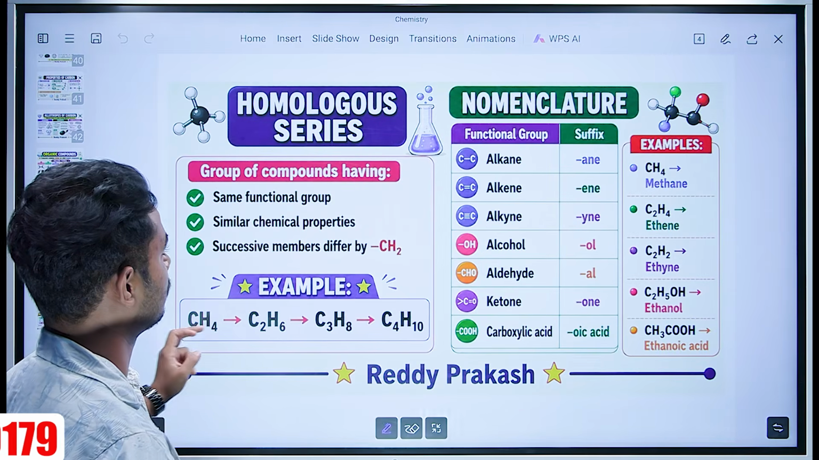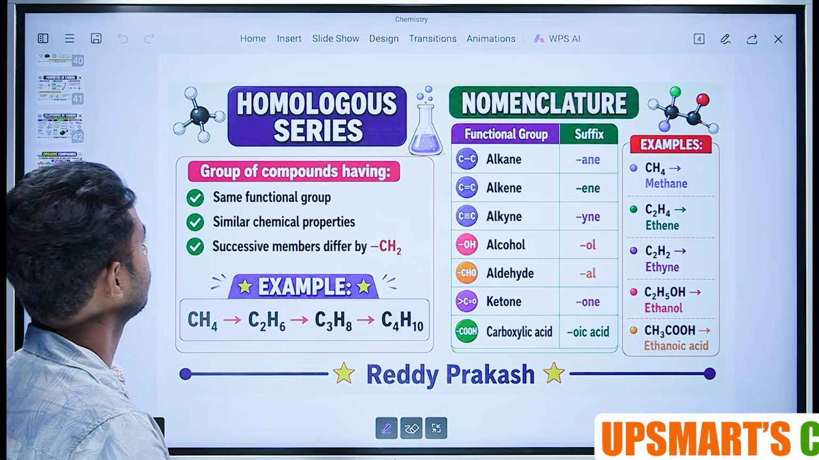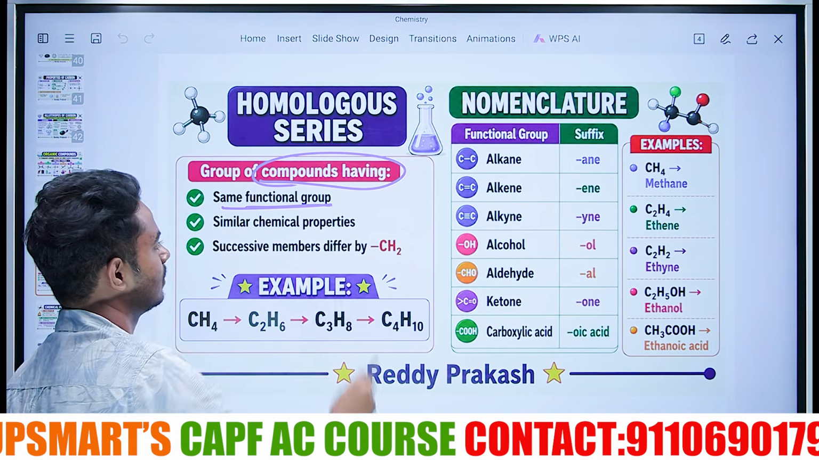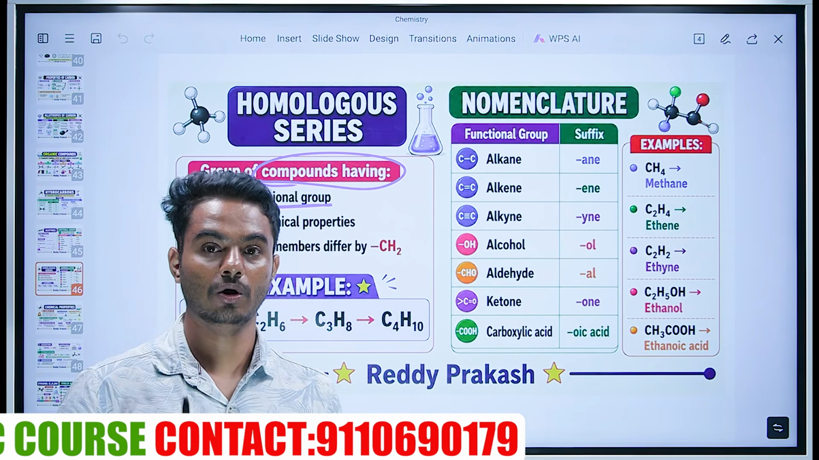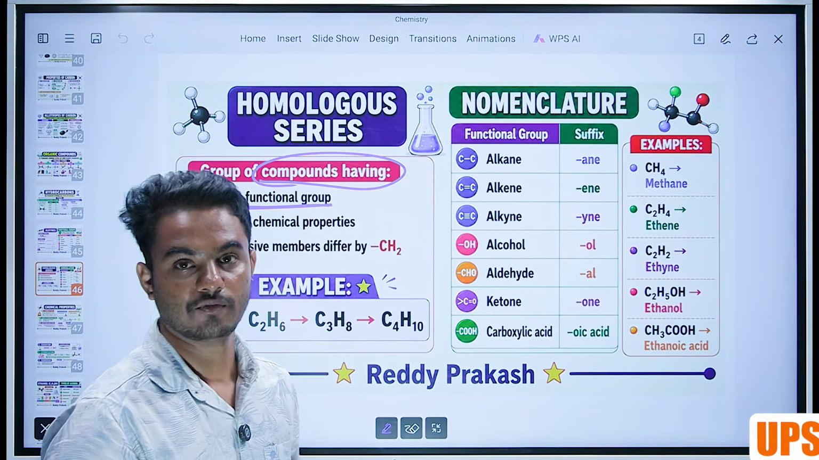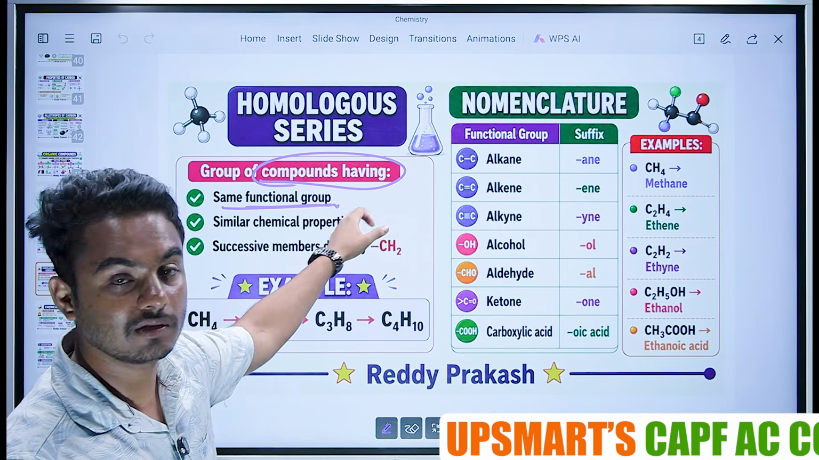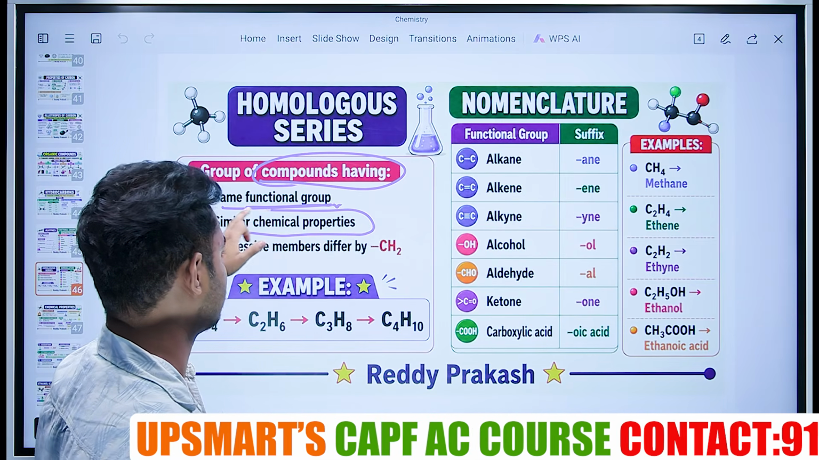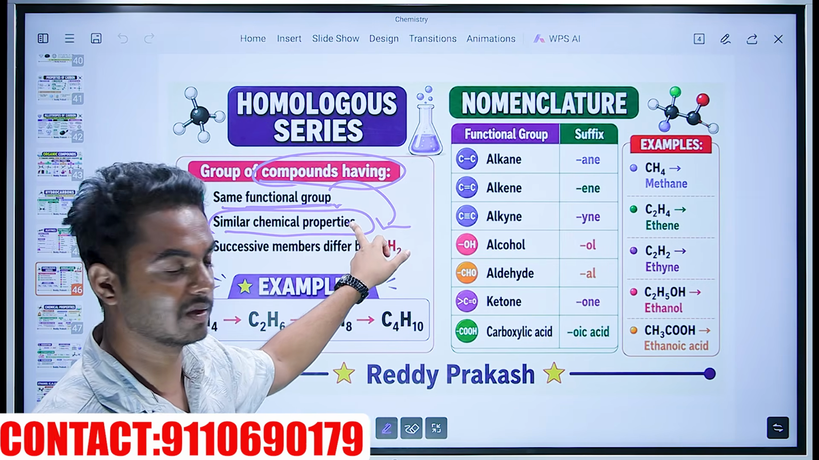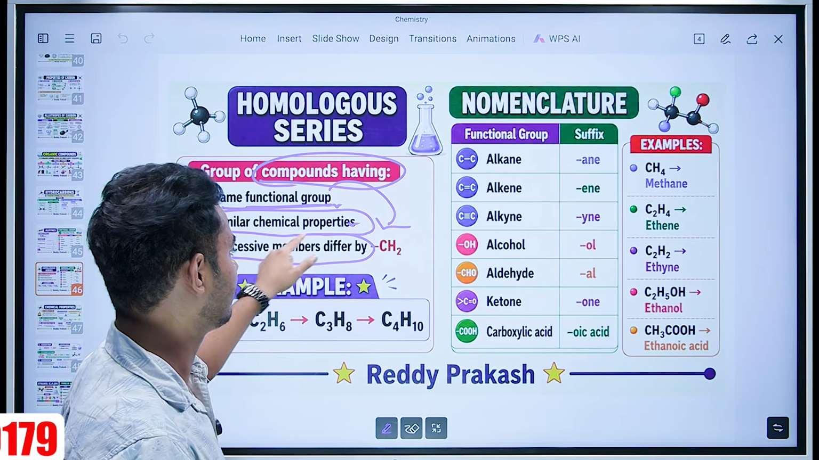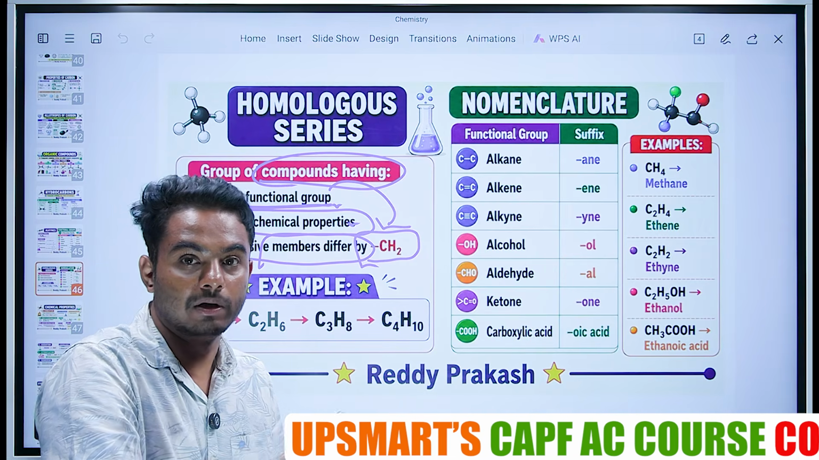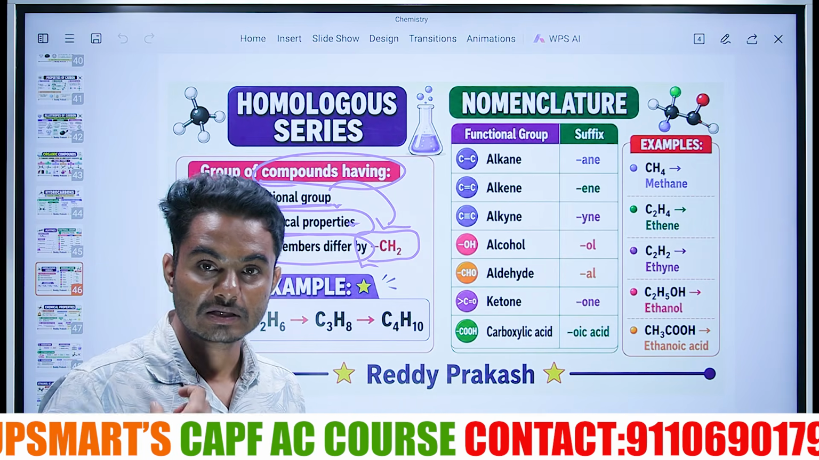Next, homologous series and nomenclature. Homologous compounds means a group of compounds having the same functional group, like OH or CO or CHO. If the functional group is the same, then it is called homologous compounds. Similar chemical properties. If the functional group is same, chemical properties will more or less be the same. Successive members differ by CH2. Now this is a main condition. Each successive member should differ by CH2.